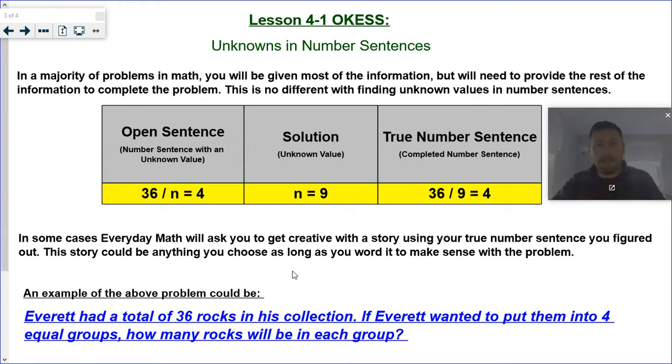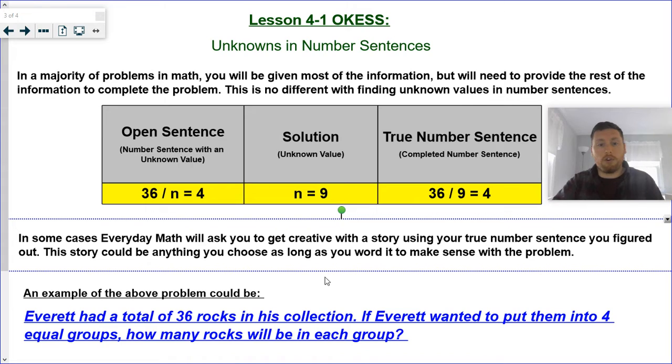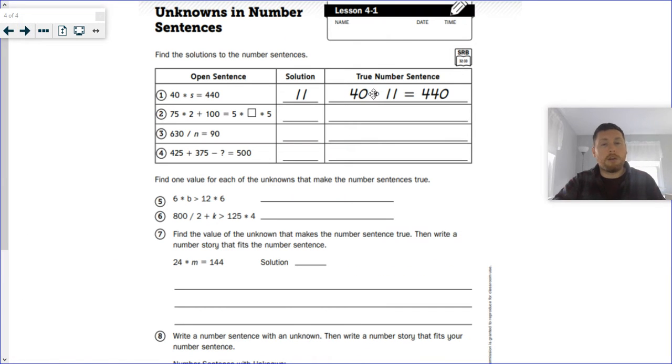With that being said, let's look at your next page. This is actually in your Oklahoma Essentials workbook. This is MM1. There's only one page with 4-1 in this book. Numbers 1 through 4, like I said before, are open sentence, solution, true number sentence. We'll do one of those together in a second. Then numbers 5 and 6, all you're doing is figuring out what the unknown value is. So in 5, it's B, and in 6, it's K.